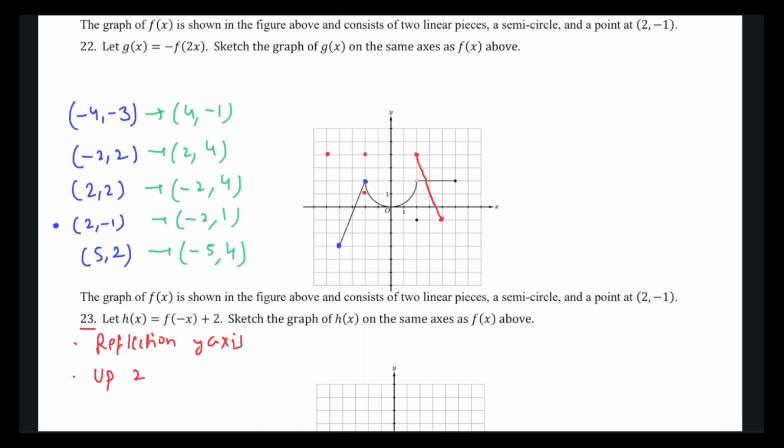Then I pass through the origin. Okay, I should have found the origin as well, right? Because the origin is where the semicircle passes through. So 0, 0 will become 0, and obviously reflection to y-axis is not going to change anything, and this will become 2. So 0, 2 is right here. It will make a semicircle right at this point.